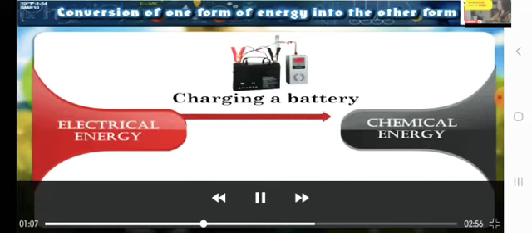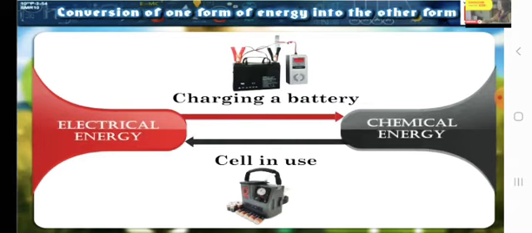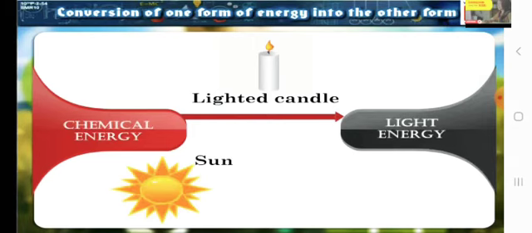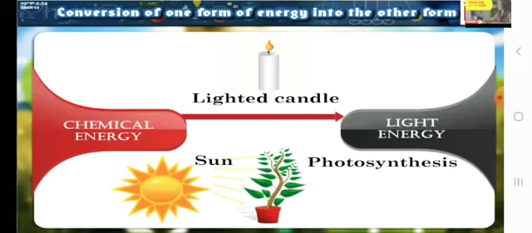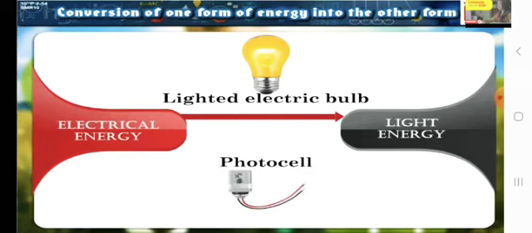Charging a battery converts electrical energy into chemical energy. Cell in use converts chemical energy into electrical energy. When a candle is lighted, chemical energy is converted into light energy. In the presence of sun, that is light energy, in the process of photosynthesis in plants, it gets converted into chemical energy, that is food. In a lighted electric bulb, electric energy converts into light energy. In a photocell, light energy converts into electrical energy.